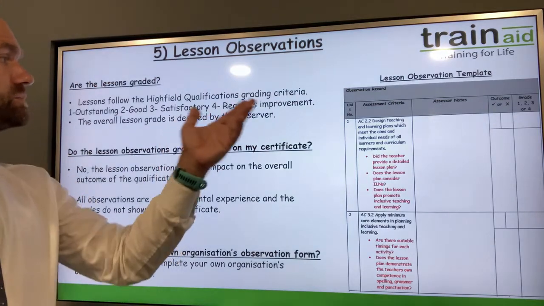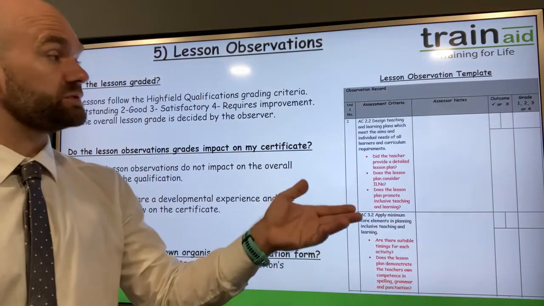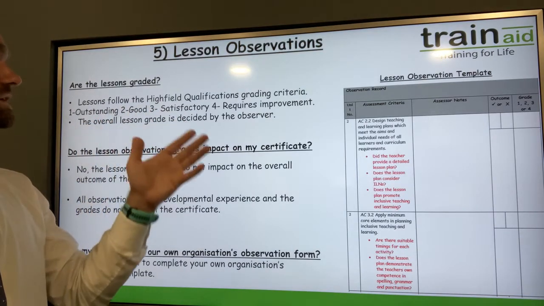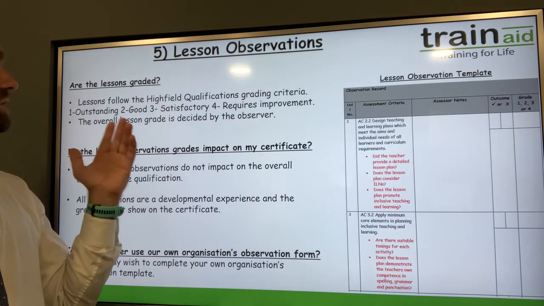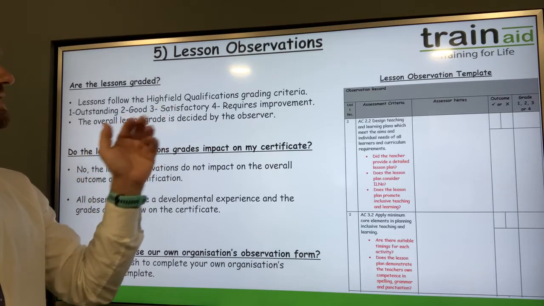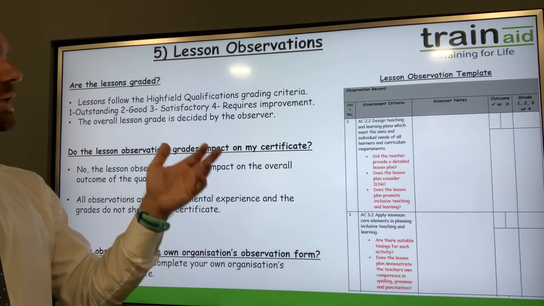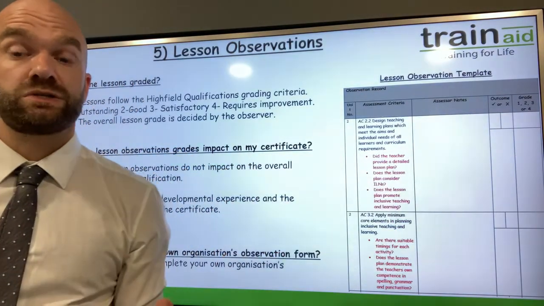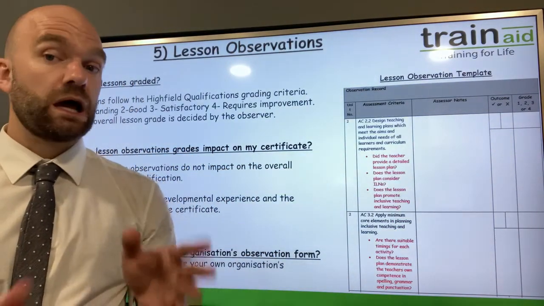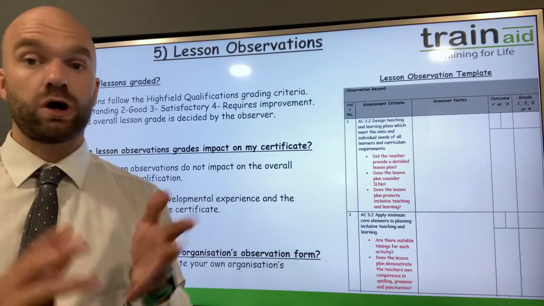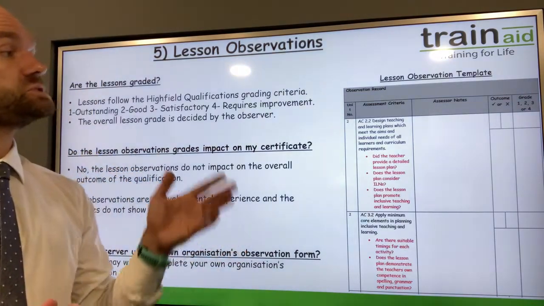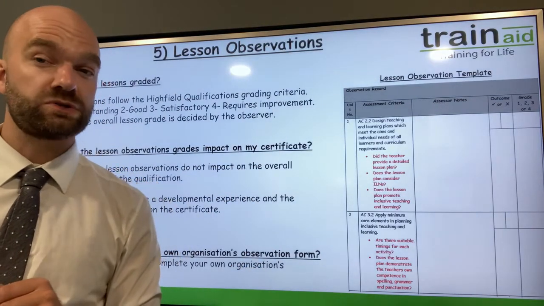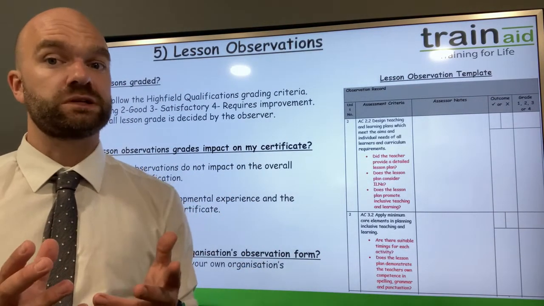Furthermore, are the observations graded? Well, yes, they are. We use the Ofsted grading criteria. So 1 is outstanding, 2 is good, 3 satisfactory, 4 does require improvement. However, these are just an aspirational grade, they are developmental, and they do not have an impact on your overall course outcome. The lesson observation grades will not show on your certificate as well. So these are just a developmental experience.